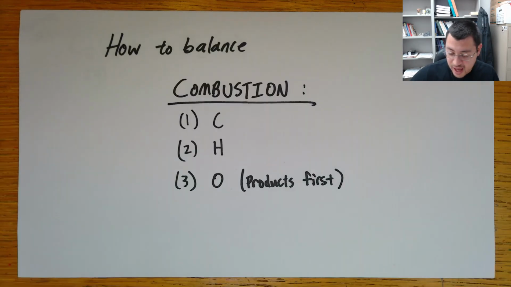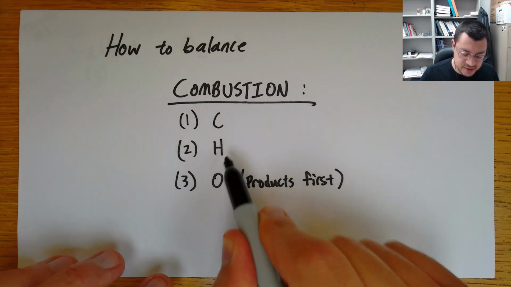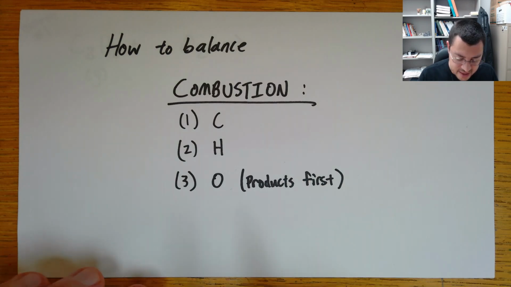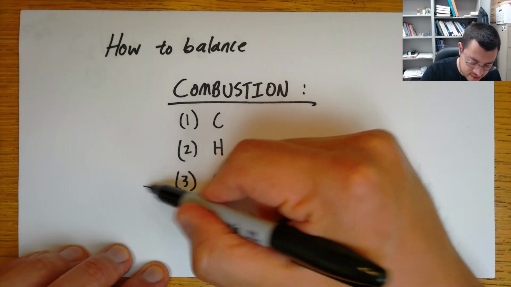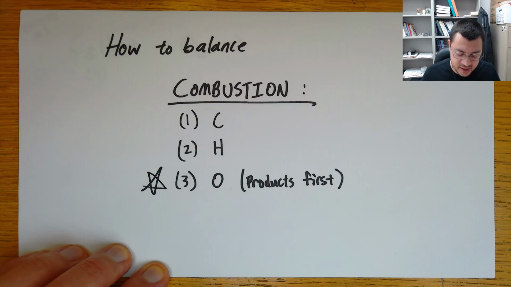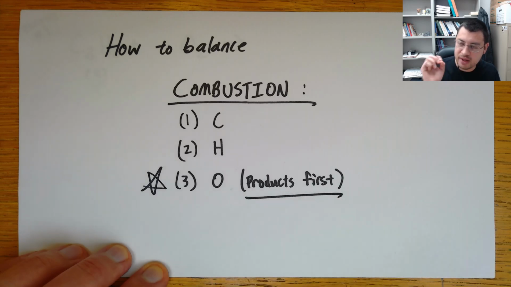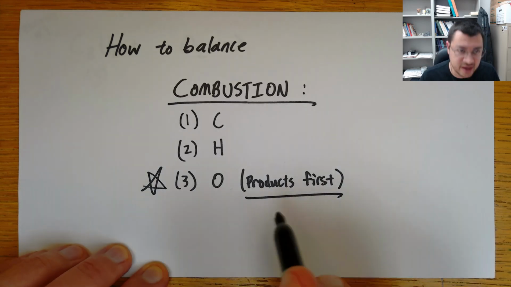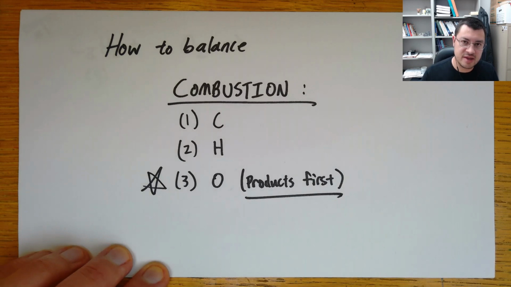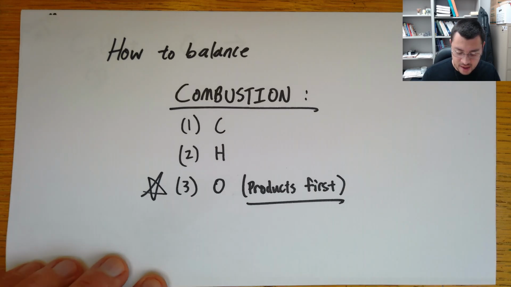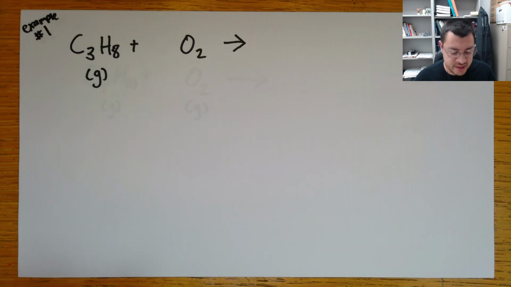All right, so how to balance? 3 steps. First, do your carbons and hydrogens. And then, this is the important one, do your oxygen last. Okay, oxygen last, oxygen last. And more specifically, we're going to balance the oxygens or add up the oxygens in the products first. Okay, so you'll see this through example today. All right, C, H, and O in that order.